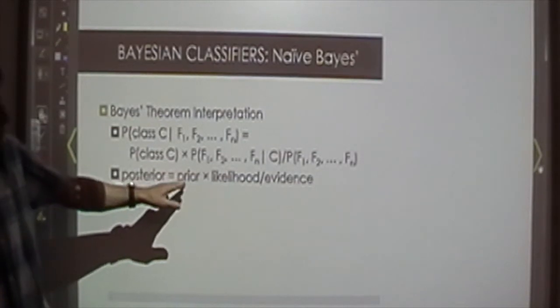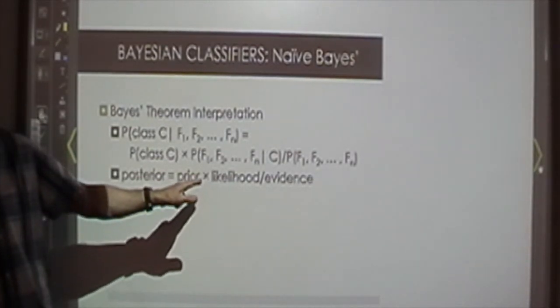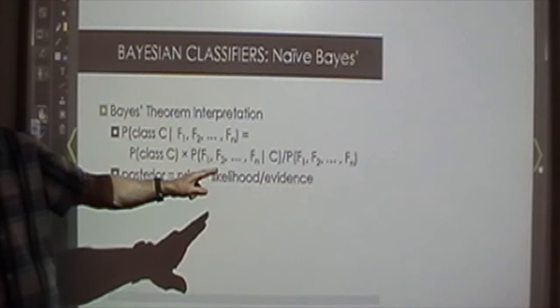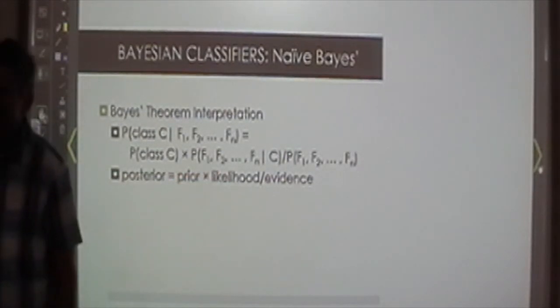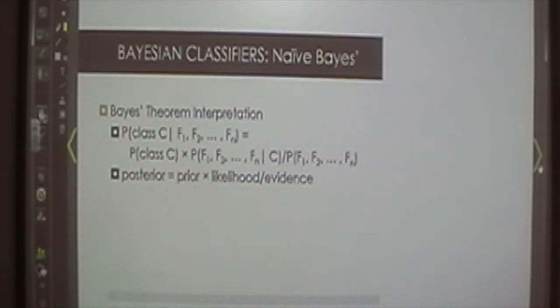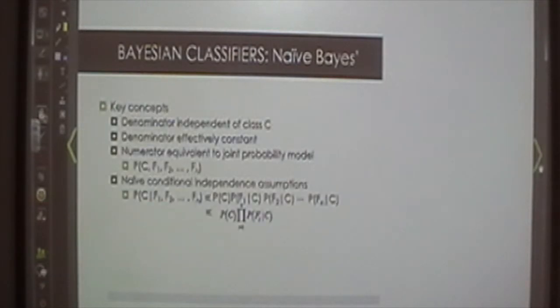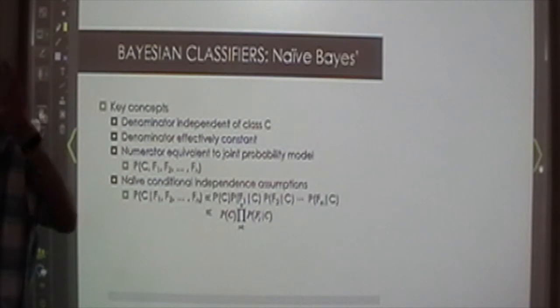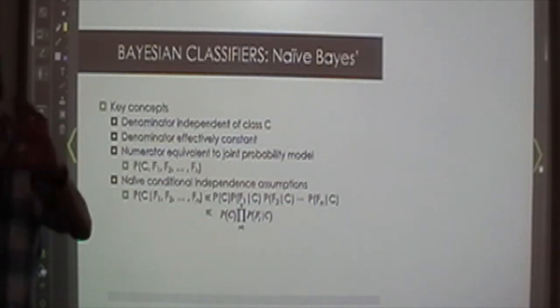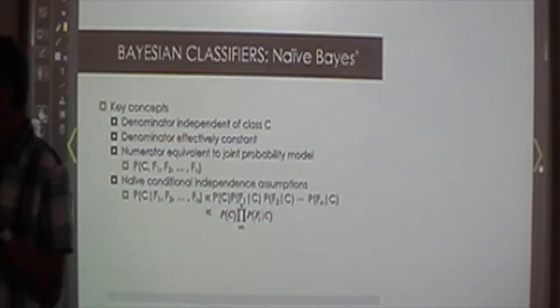So the posterior is a prior, it doesn't matter. It's multiplication followed by division. Order of operations. Okay, so it's the prior times the likelihood divided by the evidence. Again, I said this is kind of heavy math. We'll go through an example that hopefully makes all this clear.